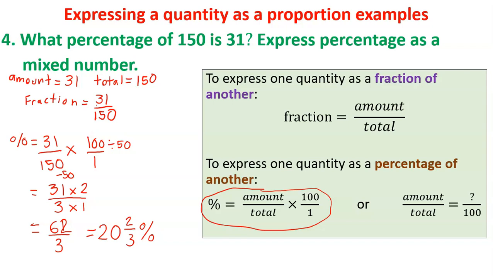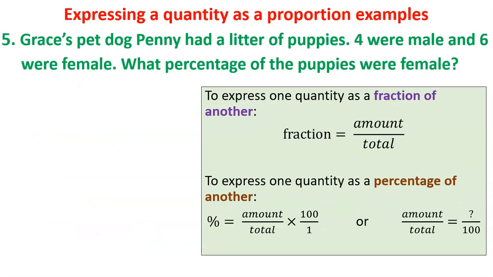Okay, moving on. So this is our last example for today, and it says, Grace's pet dog Penny had a litter of puppies. 4 were male and 6 were female. What percentage of the puppies were female? So this is a little bit different. This is more of a practical question for us. Now, again, I would identify what is the amount.